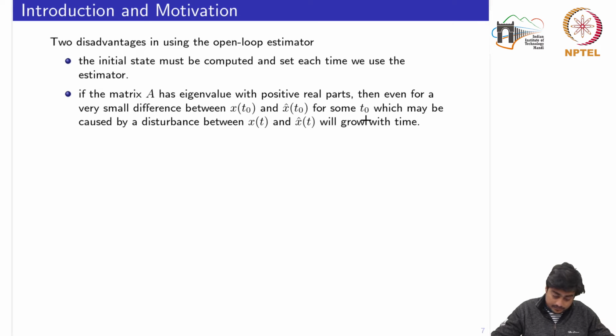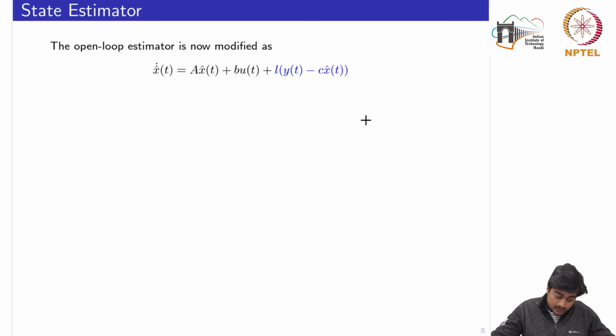Okay, so now we will modify that open loop estimator by introducing this term. This state equation we had already seen, which is the open loop estimator. Now in this open loop estimator I added this term where I have introduced a vector L multiplied by the output signal minus y hat, which is C x hat. Okay, y minus y hat.